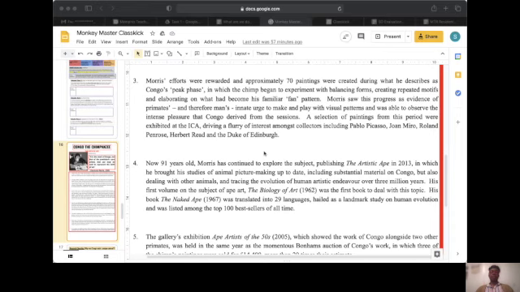A selection of paintings from this period were exhibited at the R.A.C.E, driving a flurry of interest amongst collectors, including Pablo Picasso, Joan Miro, Roland Penrose, Herbert Reed, and the Duke of Edinburgh.